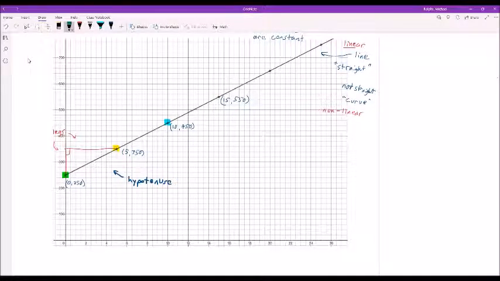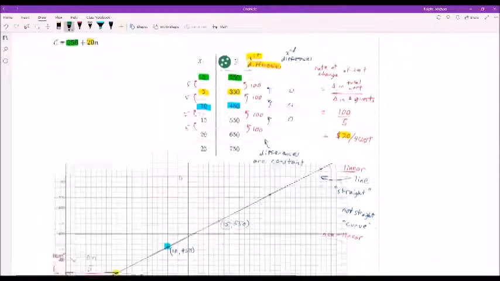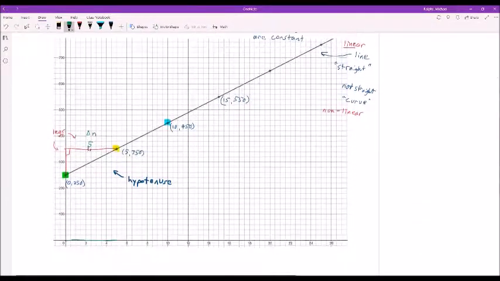Okay. And if I take a close look at this, I would notice that this horizontal leg of the right triangle is as long as from 0 to 5 on the x-axis, the independent axis, which is the number of guests. So this corresponds to a length of 5. This is actually the change in n, which we see up in the table of values. Each of these changes in n is 5. So that's the change in n here.